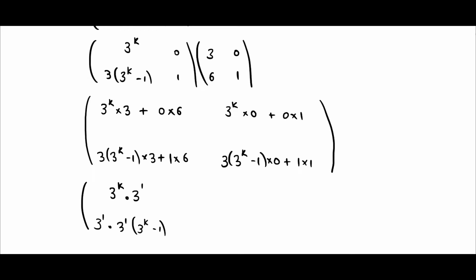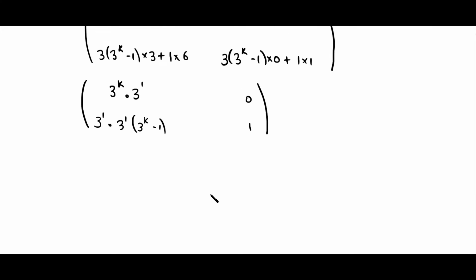And finally, here we have 0 plus 1, which is 1. And on the top we just have 0. So, using the laws of indices, on the top we have 3 to the power of k plus 1. Here we have 0, 1. And for this element here, we have 3 to the power of 1 multiplied by 3 to the power of k plus 1, and then we subtract off 3.